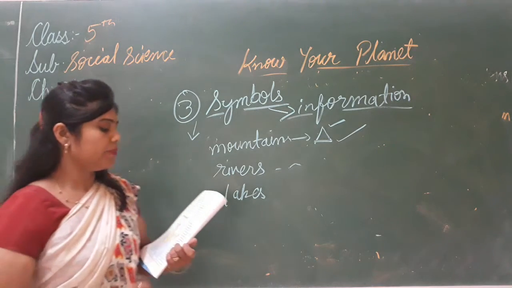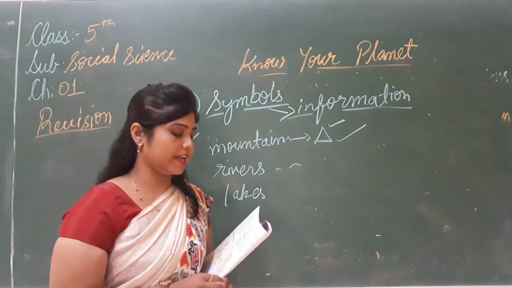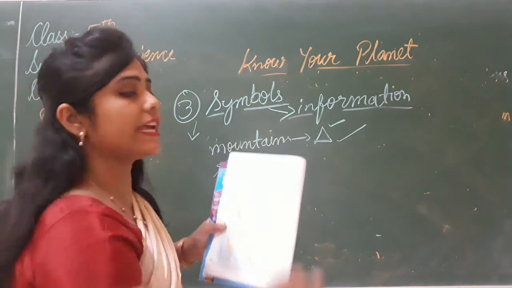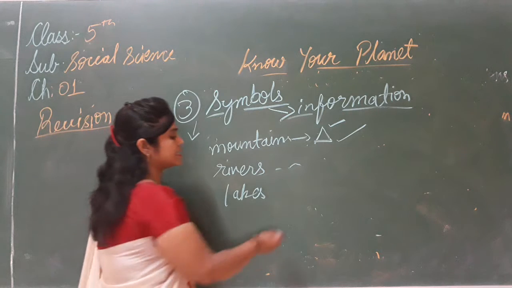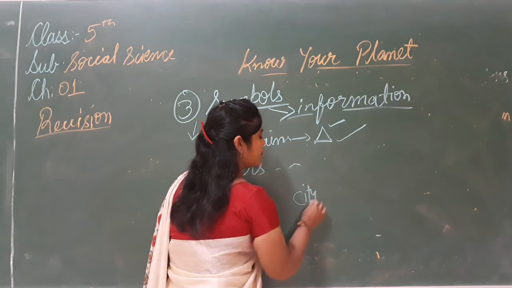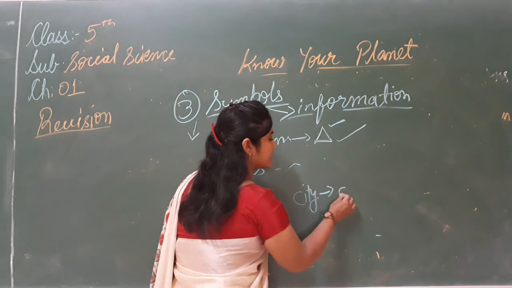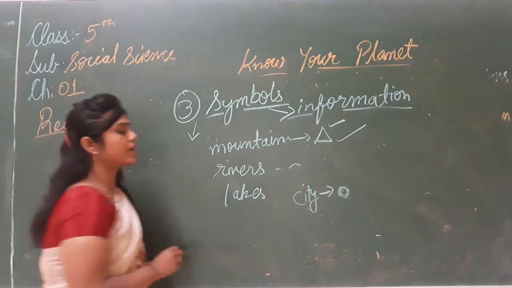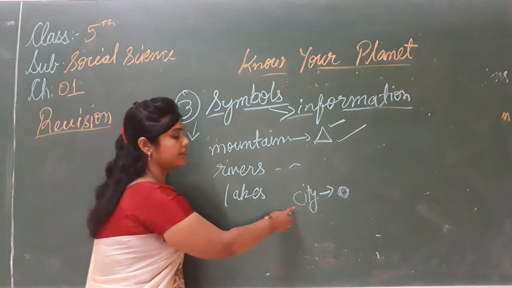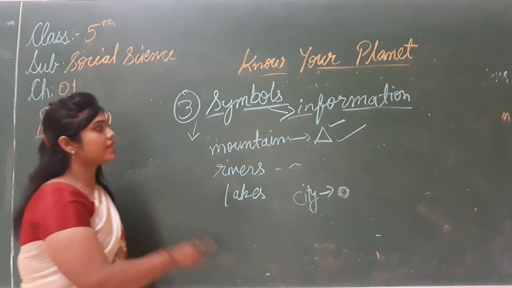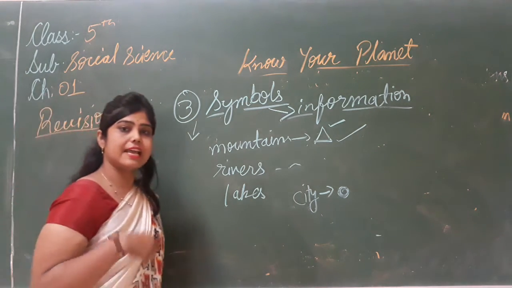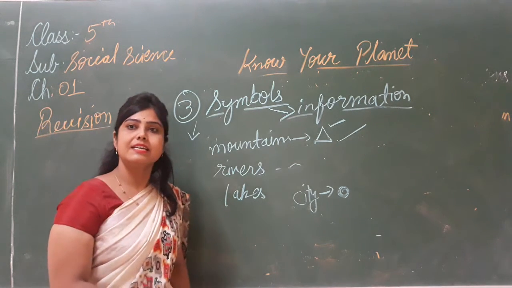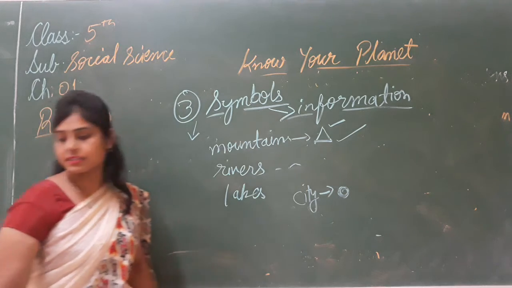For example, the land boundary of a country is shown by thick dashes. See, a city is marked by a circle. How is a city represented on a map? By a circle. When there is a circle, we understand that there is a city. So symbols are important to understand the map and how to read a map with the help of these symbols. See, this is the third type.